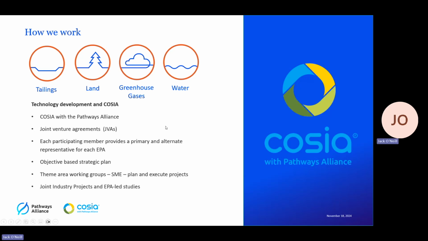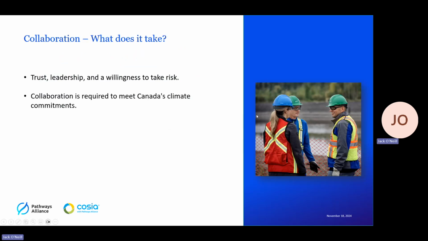So JIPs and EPA-led studies are the fuel that runs COSIA. Collaboration. What does it take? Trust, leadership, willingness to take risks. We believe that collaboration is required to meet Canada's climate commitments. No single person, company, organization has all the knowledge, skills, practices, and technologies to meet Canada's climate commitments. Therefore, we must collaborate with other folks to meet those commitments.